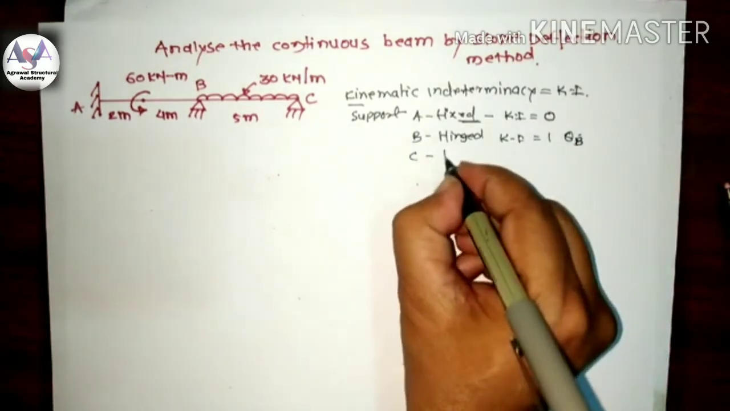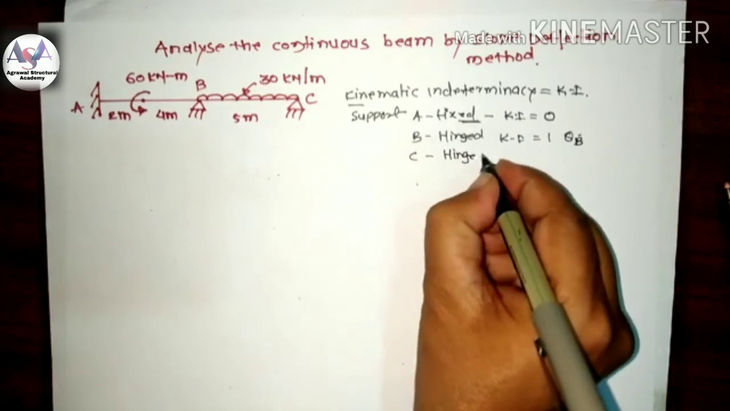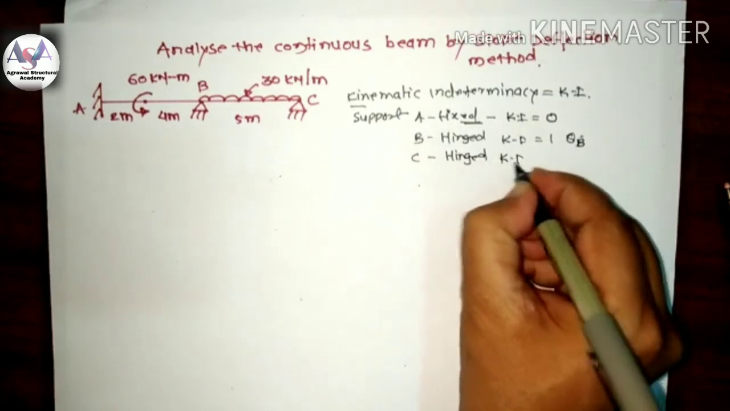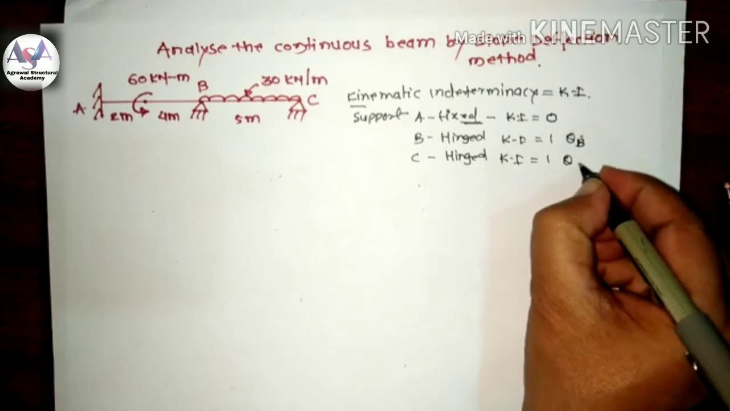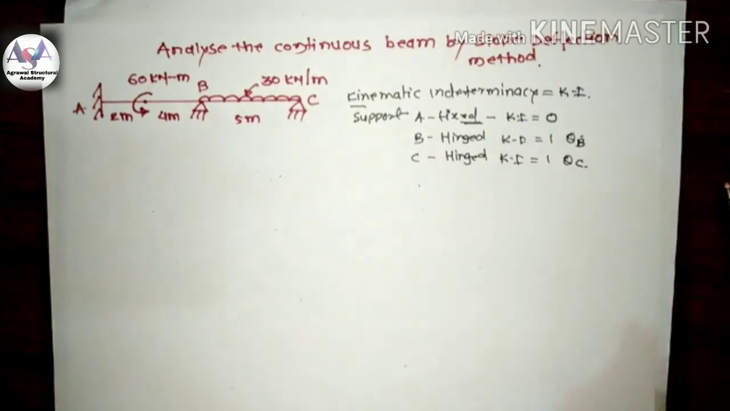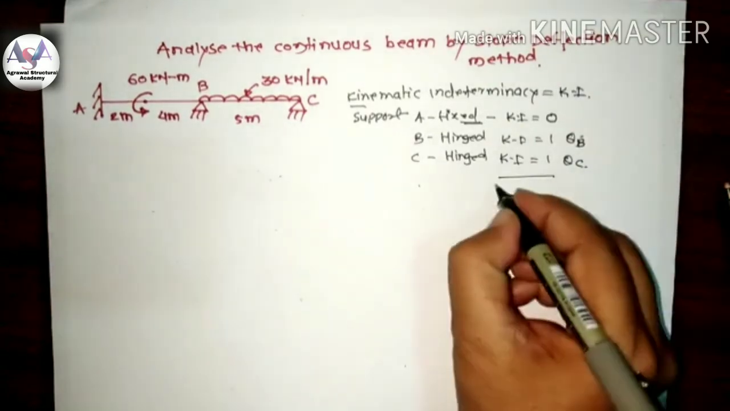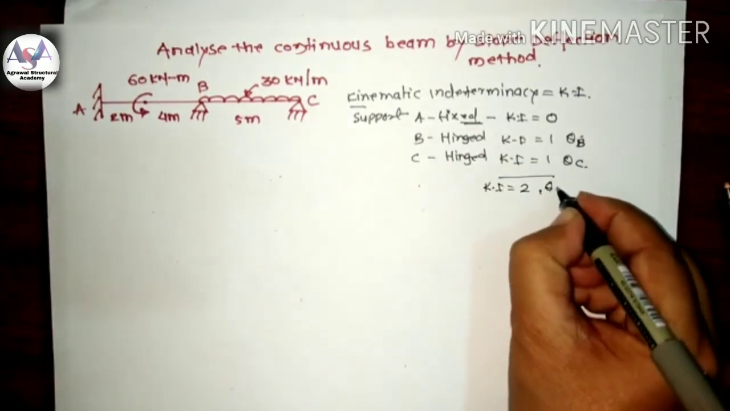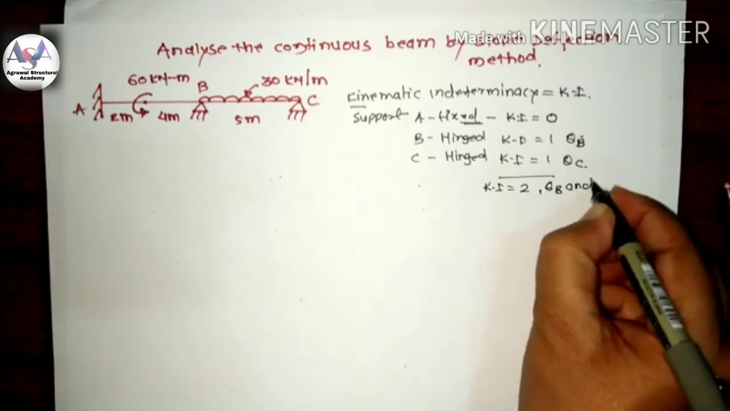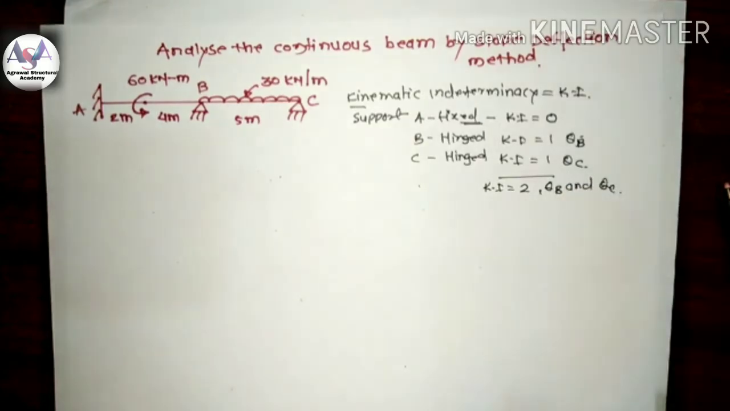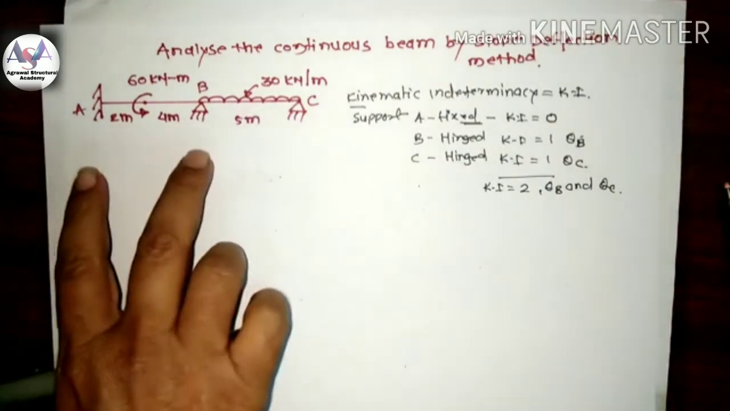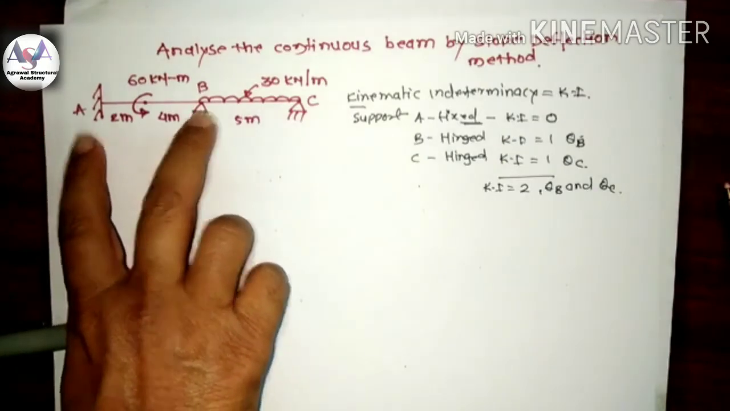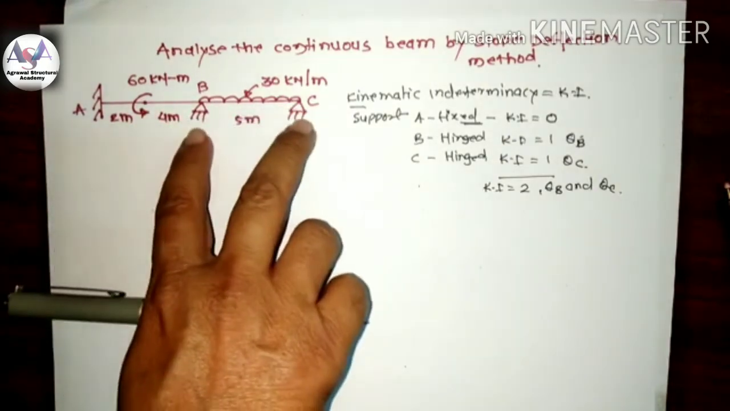Support C again is a hinge. So here Ki is also equal to 1 and that is theta C. This completes the first step: Ki is equal to 2, and that is theta B and theta C. Now the second step is to clamp both the beams AB and BC separately.